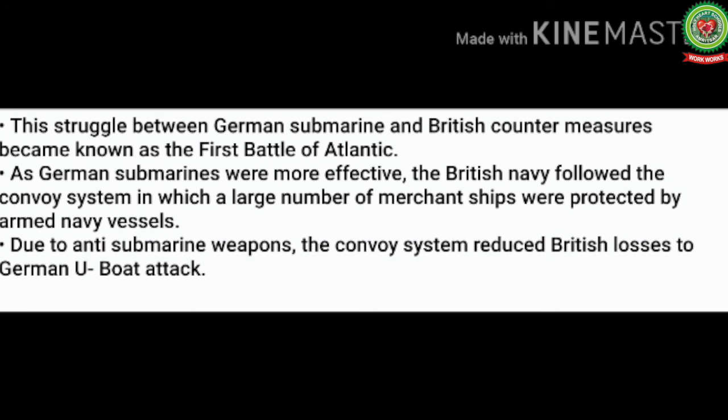To prove themselves as the best naval power in the world, England and Germany had to fight a battle called the First Battle of the Atlantic, where German submarines proved to be better compared to the British submarines. For their protection, the British started a policy called the convoy system, where the merchant ships were given protection by the navy vessels of Britain, and as a result they could survive the German U-boat attacks and lessen their losses.